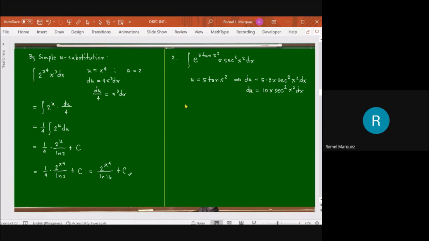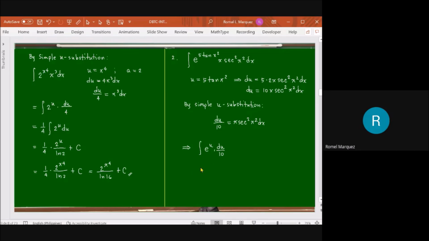Let's apply simple u substitution. By simple u substitution, meaning we're going to express everything in terms of u, no? So we now have, from here, what is x secant squared of x squared dx? That is du over 10, right? Yes po. So the given now, I can express in terms of u. So 5 tangent x squared, that is u. Then x secant squared of x squared dx, that is du over 10.